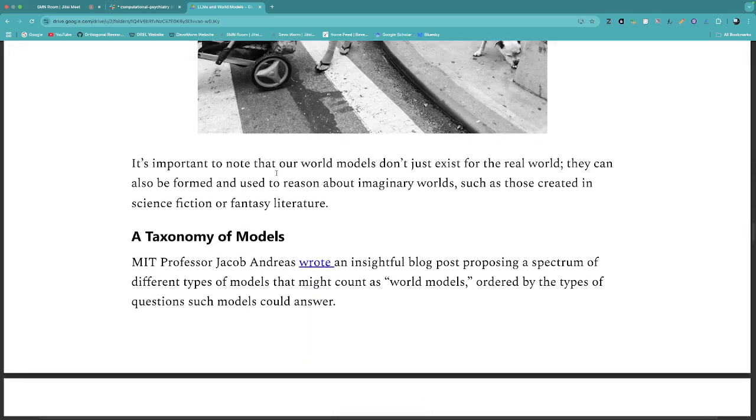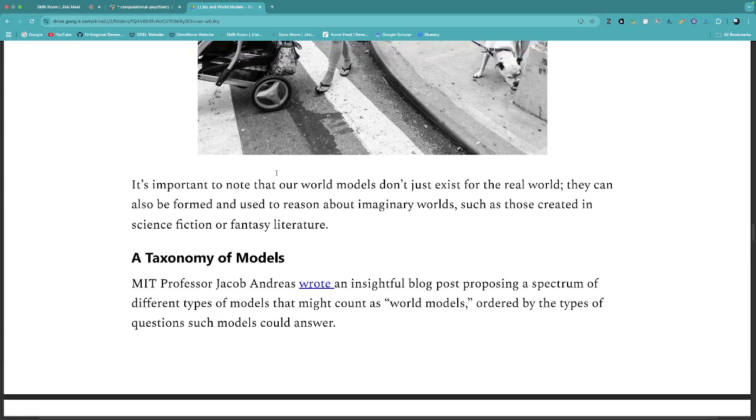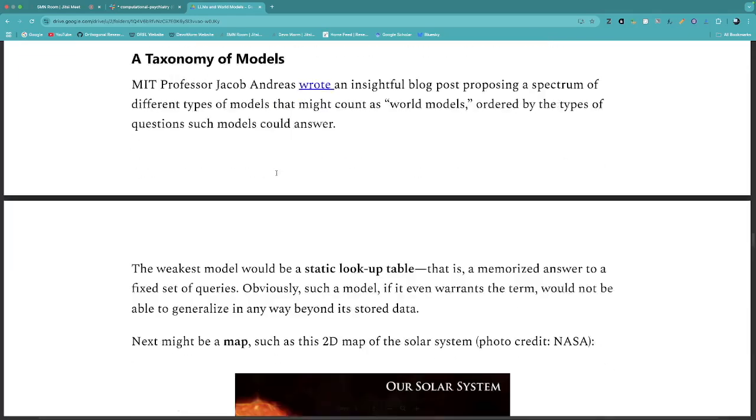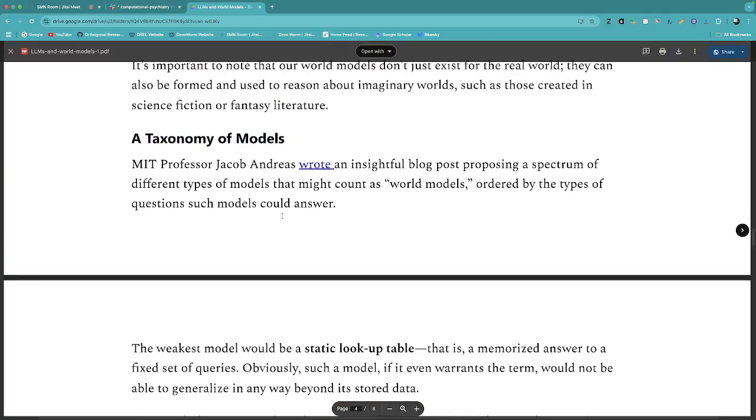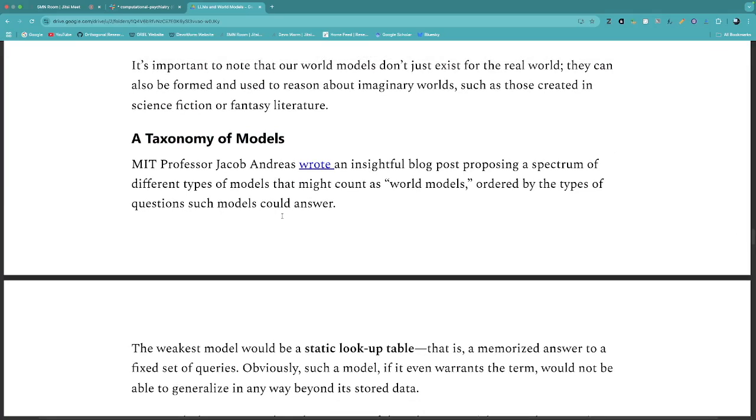It's important to note that our world models don't just exist for the real world. They can also be formed and used to reason about imaginary worlds, such as those created in science fiction or fantasy literature. So this is, again, where we want to test different scenarios. We have maybe sparse data, and we want to be able to reason about things in a way that doesn't restrict us to those data sets.